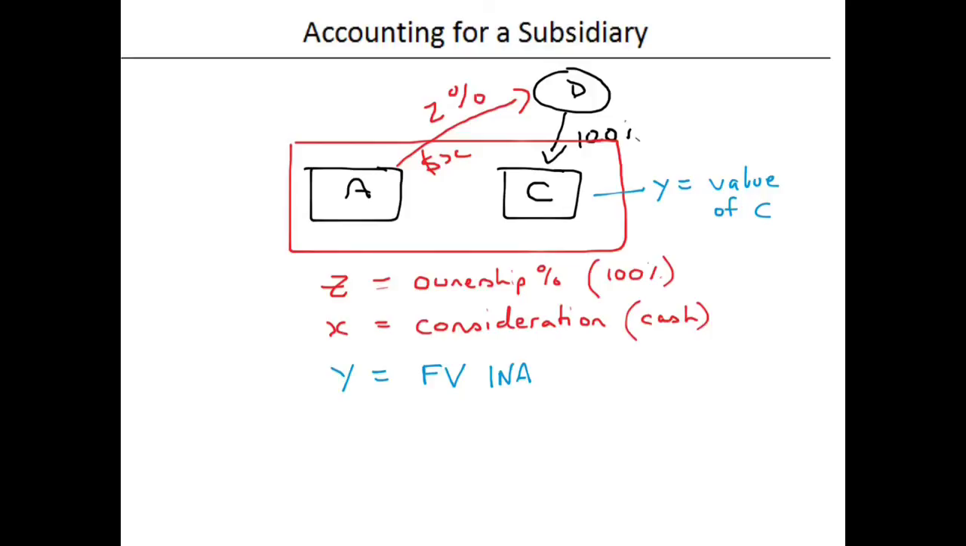So for the purposes of this example, we're going to assume the carrying value of what is on C's books is equal to the fair value. So all the assets that C has are on the books, and the values for those things on the books are at their fair values. In the next few examples or next few videos, what we're going to look at is how we do the accounting for this particular situation.